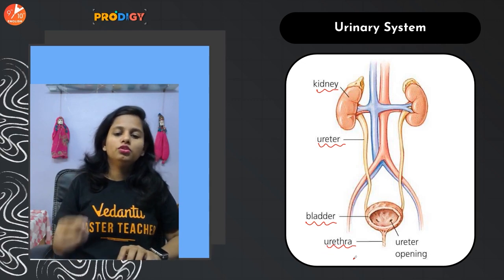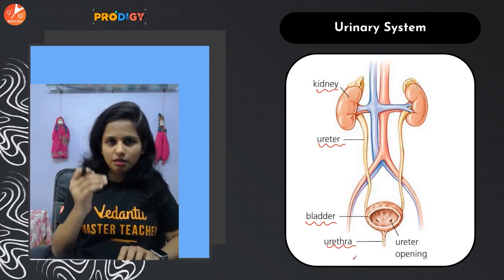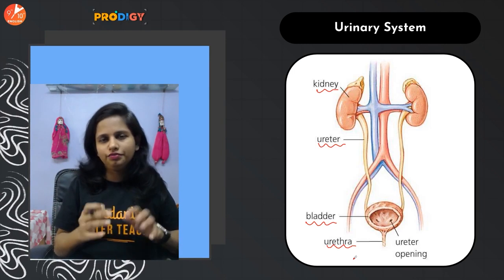This urethra runs through the length of the penis in males, whereas it opens up right above the vaginal opening in the female body.